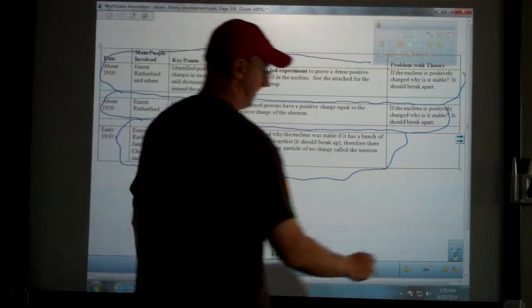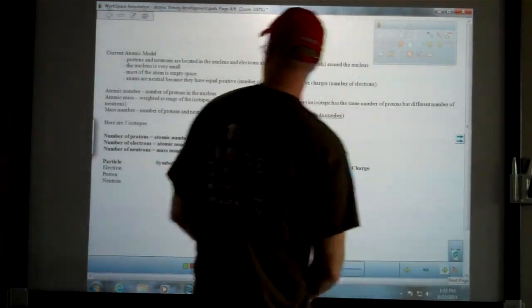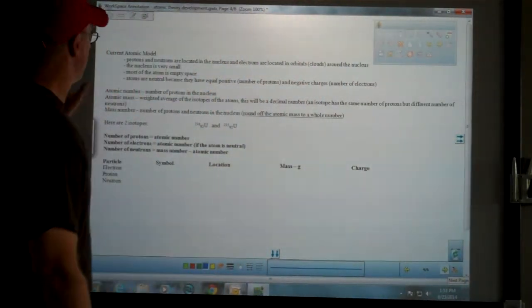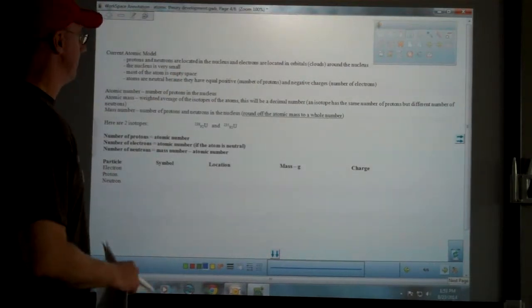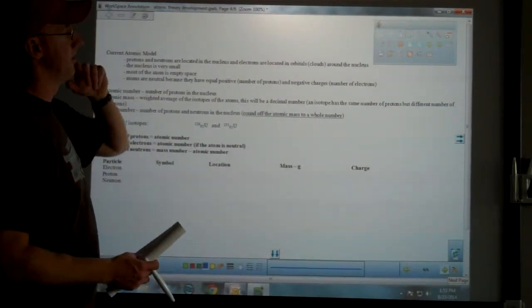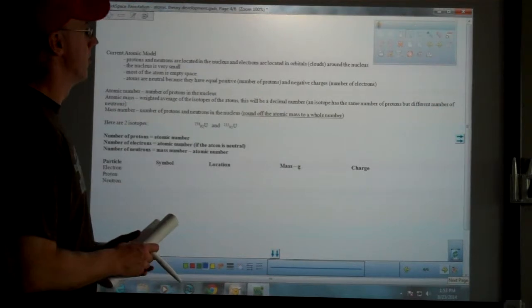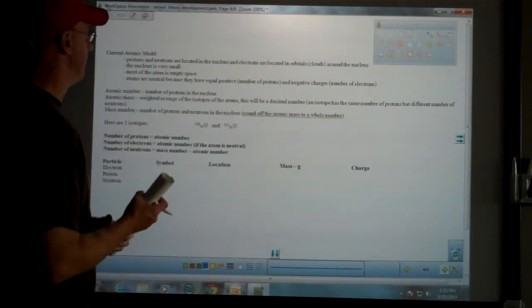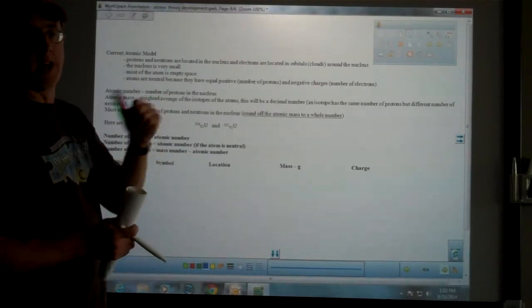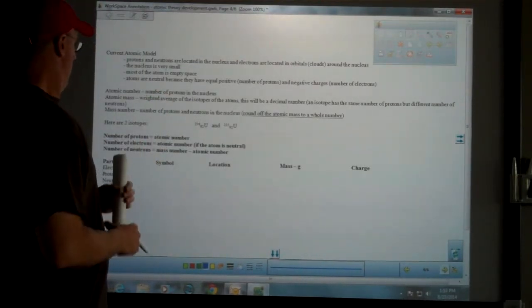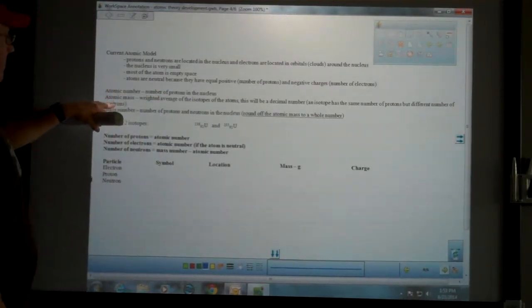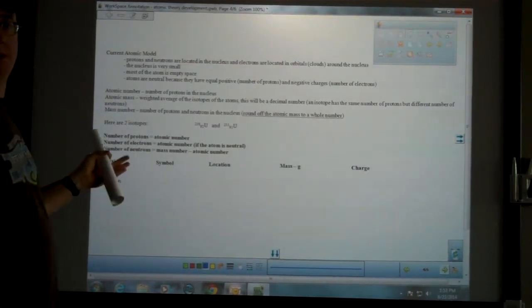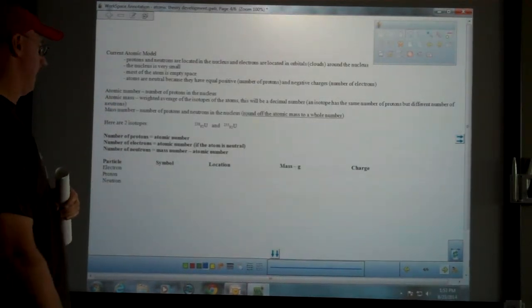So at this point, the board vibrated. At this point, our current atomic model, you should be totally familiar with this from last year. Protons, neutrons are in the nucleus, electrons are in those clouds. We'll get more of those clouds. Nucleus is very small. A lot of the atom is empty space. And to be neutral, you've got to have equal positives and negatives. So just a quick review of atomic number, atomic mass, and mass number. You need to be totally comfortable with that.